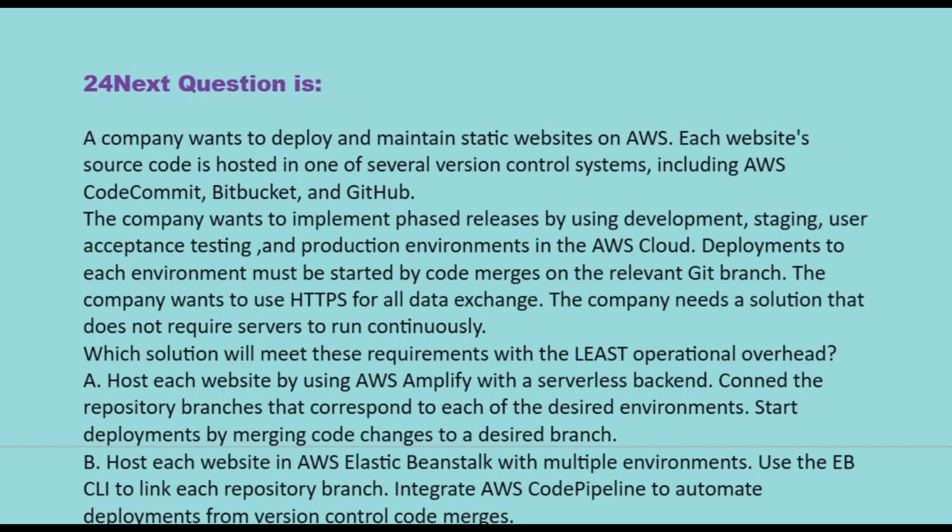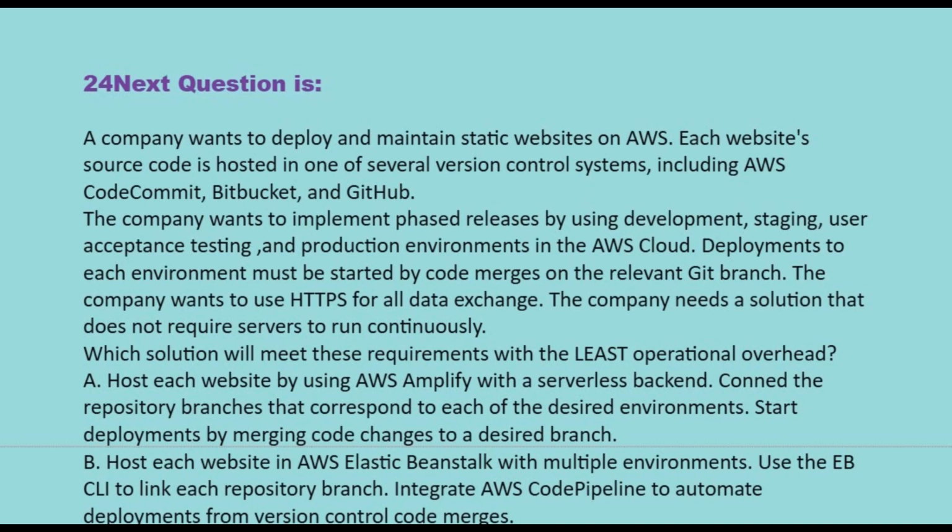Question is, a company wants to deploy and maintain static websites on AWS. Each website's source code is hosted in one of several version control systems, including AWS CodeCommit, Bitbucket, and GitHub. The company wants to implement phased releases by using development, staging, user acceptance testing, and production environments in the AWS cloud. Deployments to each environment must be started by code merges on the relevant Git branch.